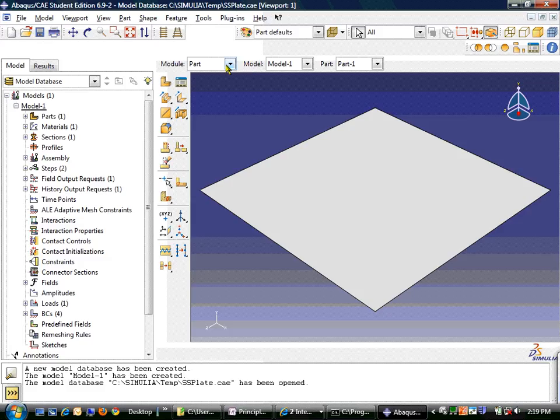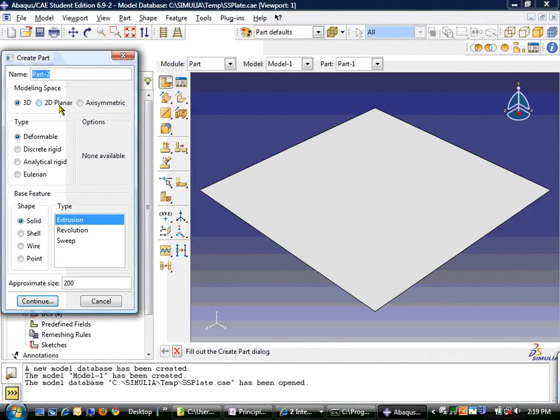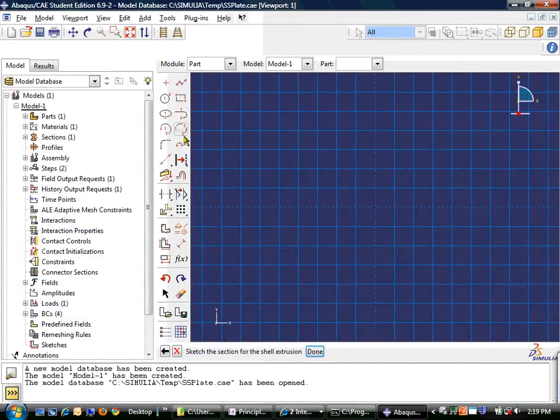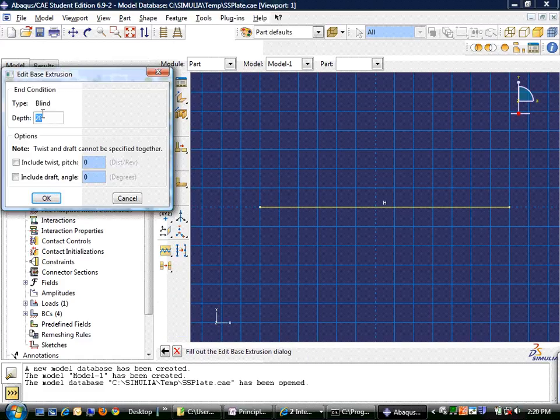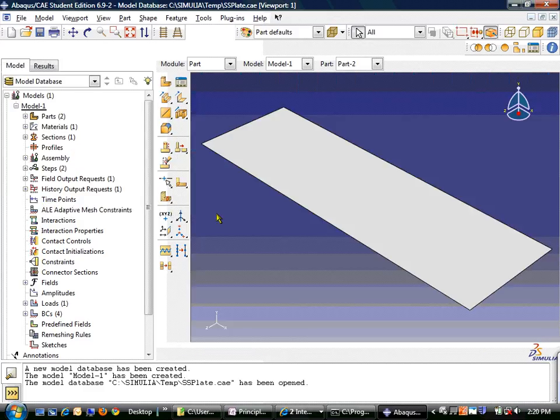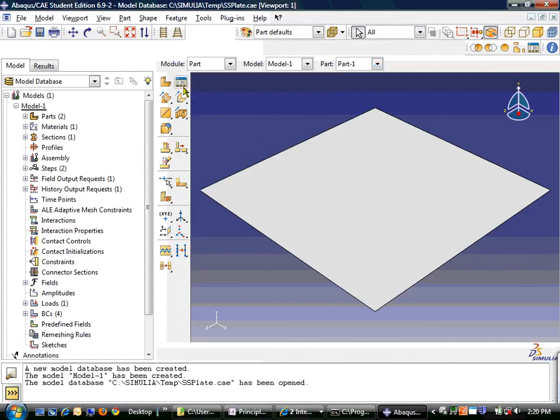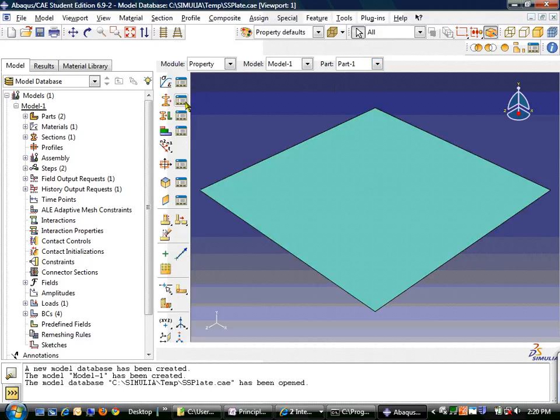So this is a simply supported plate. You can create this part very easily. If you just go deformable, shell, and of type extrusion, and let's say if I just make this line here and say done, let's say if I now say extrude it, then it will let me do that. So this just creates a plate. But let me go back to the original plate, and after that you can define properties.